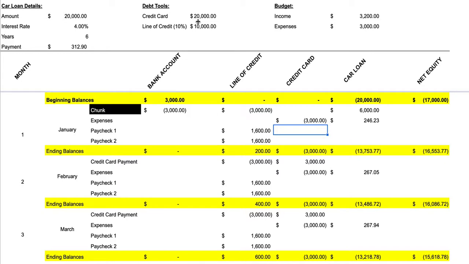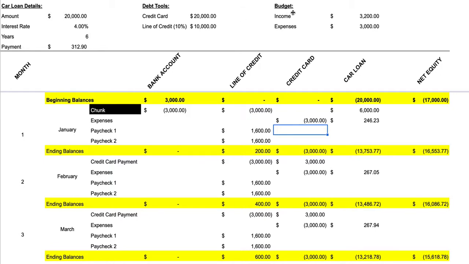Now over here we have our debt tools. These are what we're going to use to help us pay the debt faster and to save interest as well. So now let's say you have a credit card for $20,000 and then you have a line of credit at 10% for $10,000.